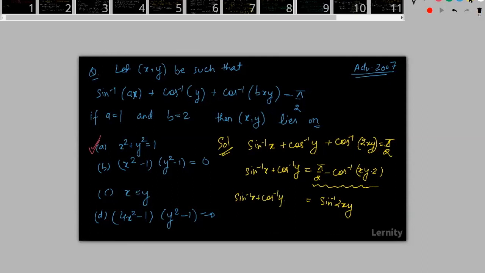Now I can take sine both sides. So this will become sine of sine inverse of x plus cos inverse of y is equal to sine of sine inverse of 2xy. Now I can open this one, and it will simply become 2xy. On the left side, I will get x square plus y square minus 1 plus 2xy is equal to 2xy. 2xy and 2xy will get cancelled, so you will simply get x square plus y square is equal to 2. So you'll get A as the answer.